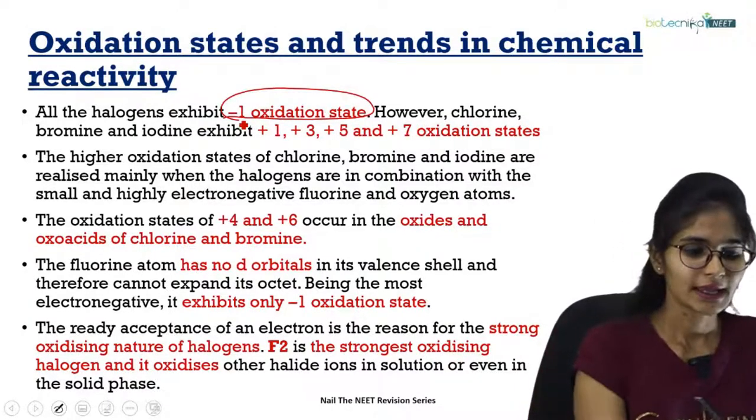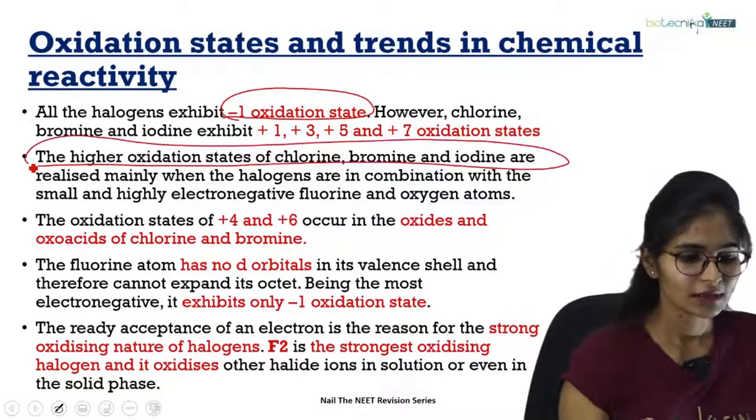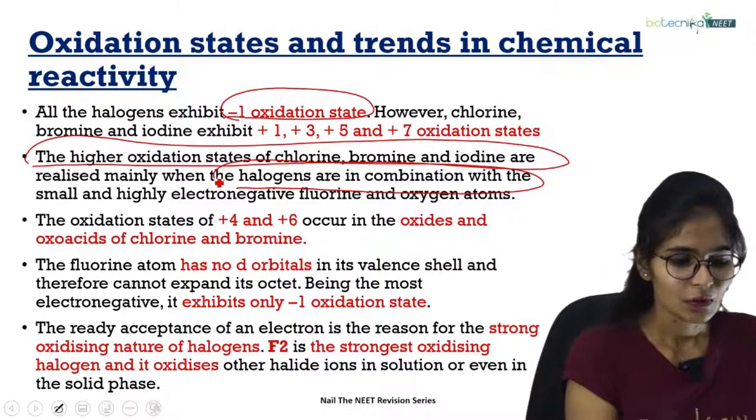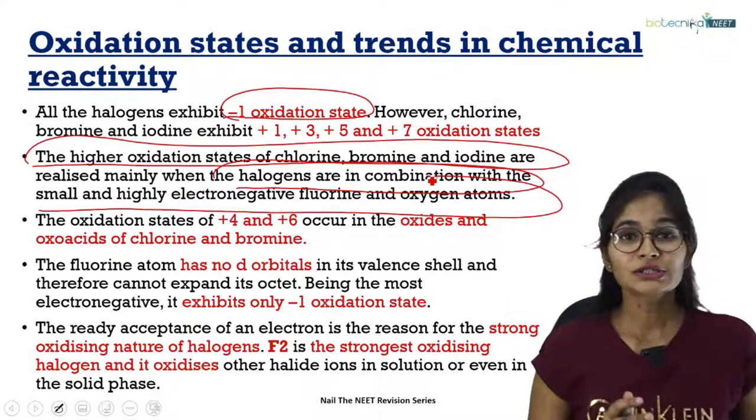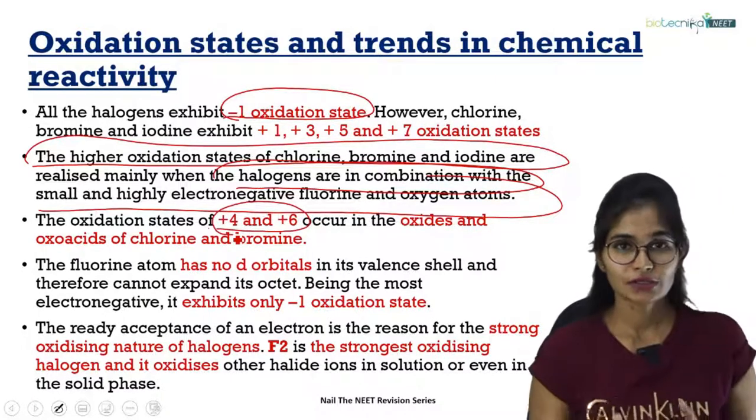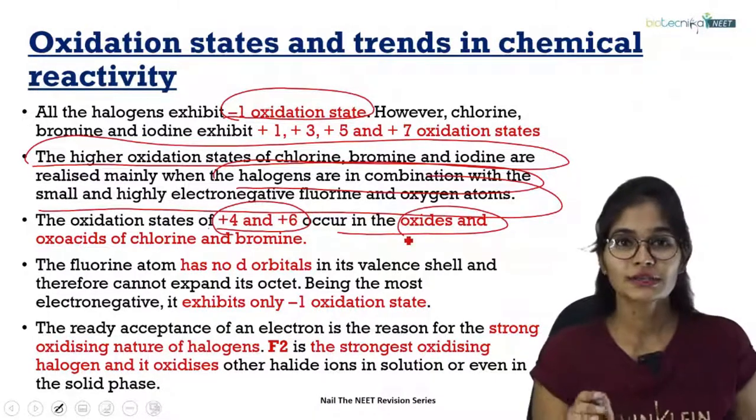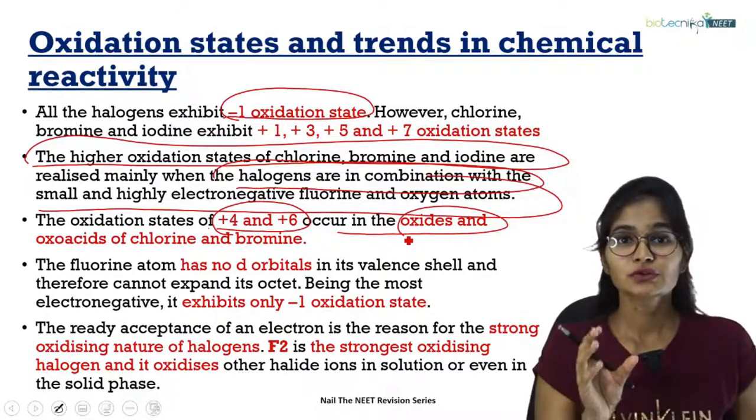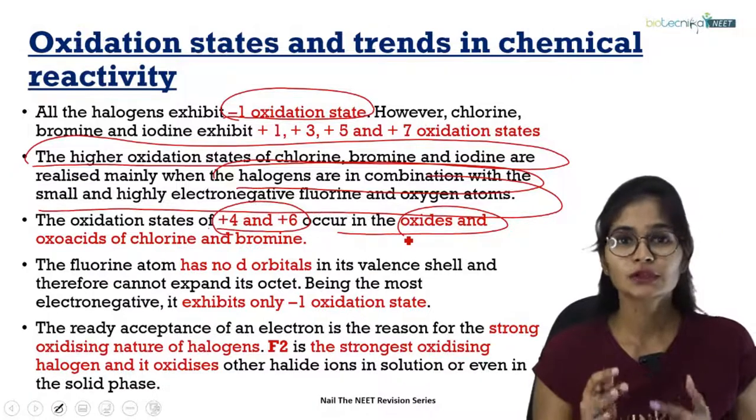So this is what you can say. And apart from that, the higher oxidation states of chlorine, bromine and iodine are realized mainly when the halogens are in combination with small and highly electronegative fluorine and oxygen atoms. So the oxidation states of +4 and +6, whenever you see them in halogens, occur in the oxides. So specifically in oxo acids and so on, you are going to check their oxidation state, which may be +4, +6. With respect to the metal atoms also, it will be the same.